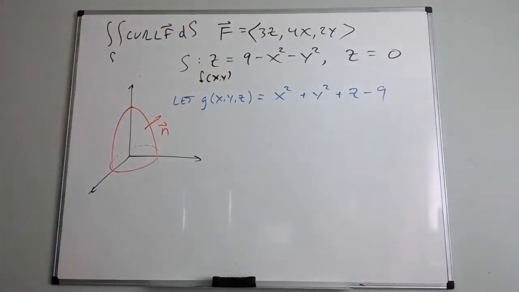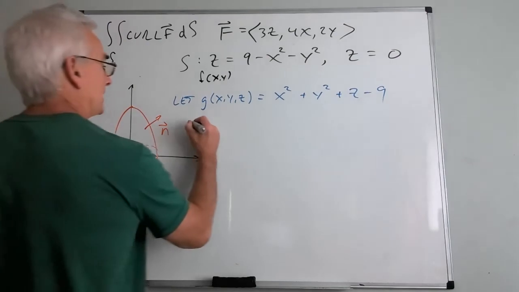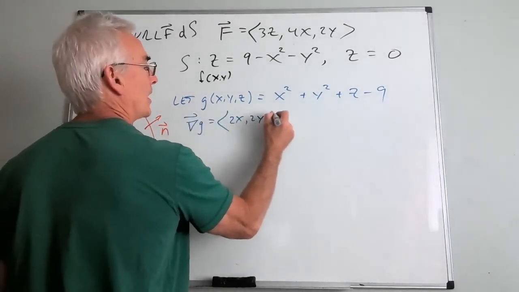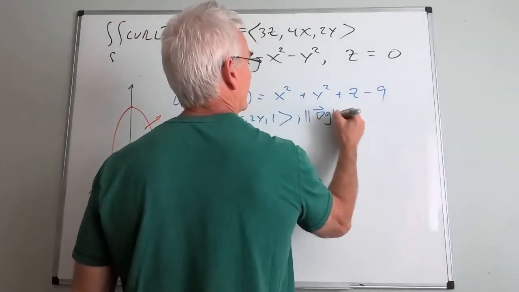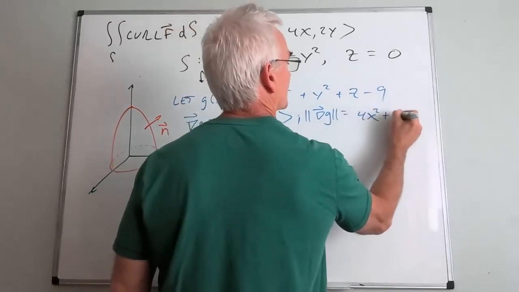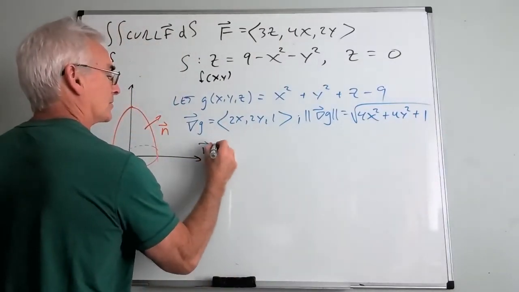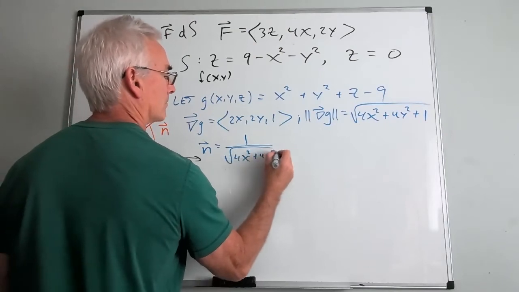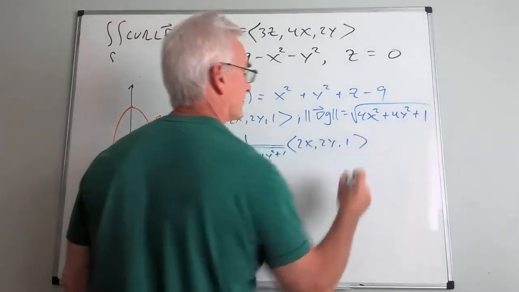I got it? That would be the easiest way to write it. Z minus this quantity would be this. Okay, that's not bad. Now my gradient, 2x, 2y, 1. The length of my gradient is the root of 4x squared plus 4y squared plus 1. Therefore, my normal vector is 1 over the root, again, times this.